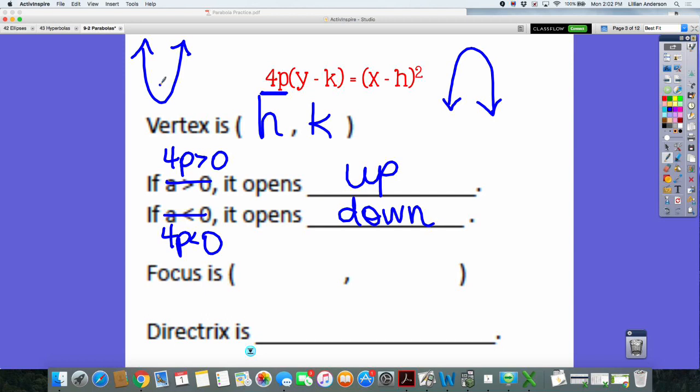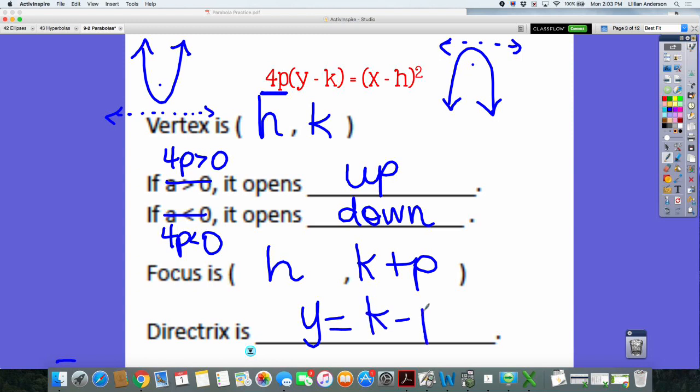Now the focus is a point that's located on the inside of your parabola. And how do you find the location of that point? Well, it's still the x-coordinate of your vertex, and then you're going to take your y-coordinate and add whatever the value of p is to it. The directrix is a horizontal dotted line that's on the outside of your parabola. Horizontal lines have an equation that starts with y. It's going to be y equals k minus p.